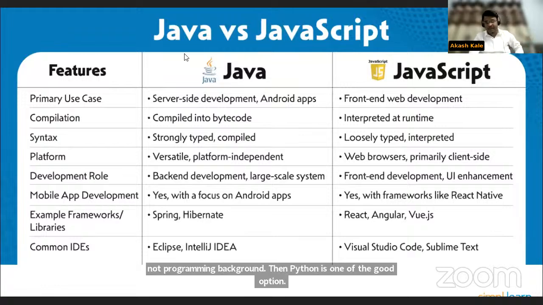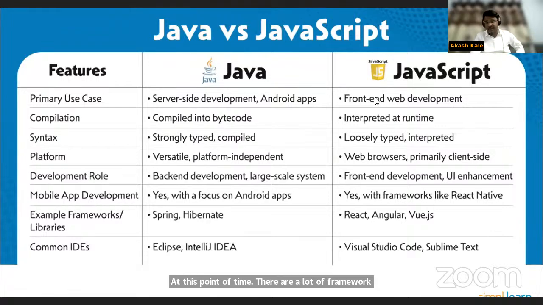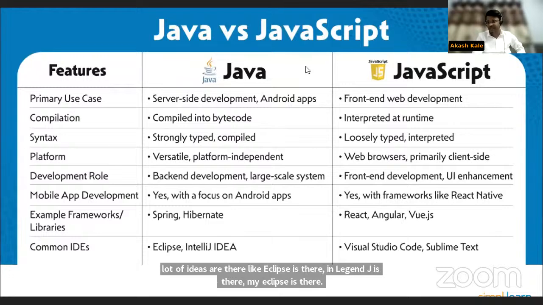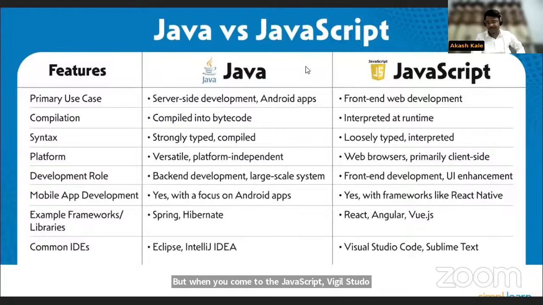There are a lot of frameworks based upon Java: Spring, Hibernate, Struts, JSF, and still more. And there are a lot of frameworks and libraries based upon JavaScript, React and Angular. These are some IDEs we use for Java: a lot of IDEs are there, like Eclipse, IntelliJ, MyEclipse. But for JavaScript, Visual Studio, Sublime, and still more. Next slide.